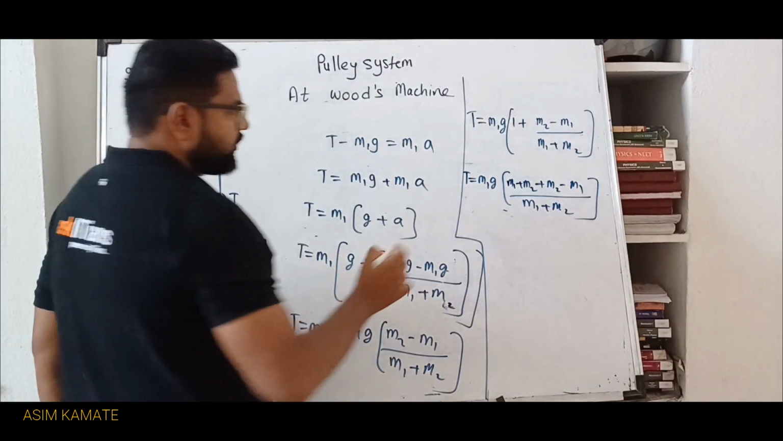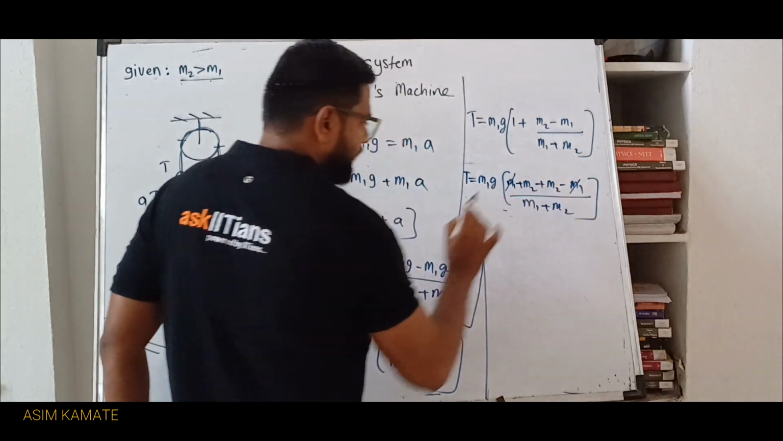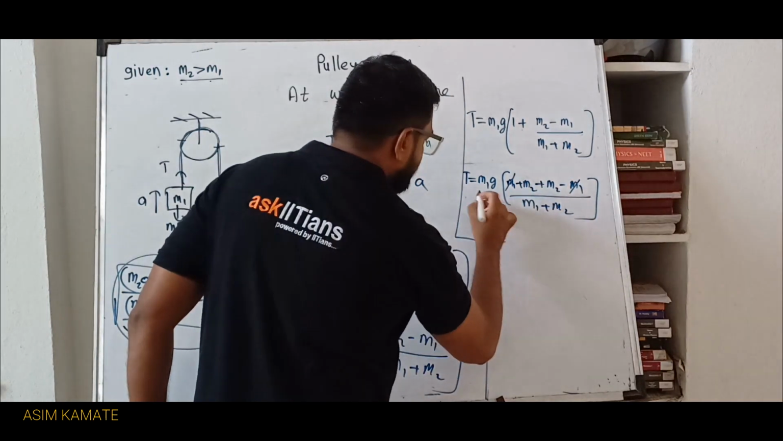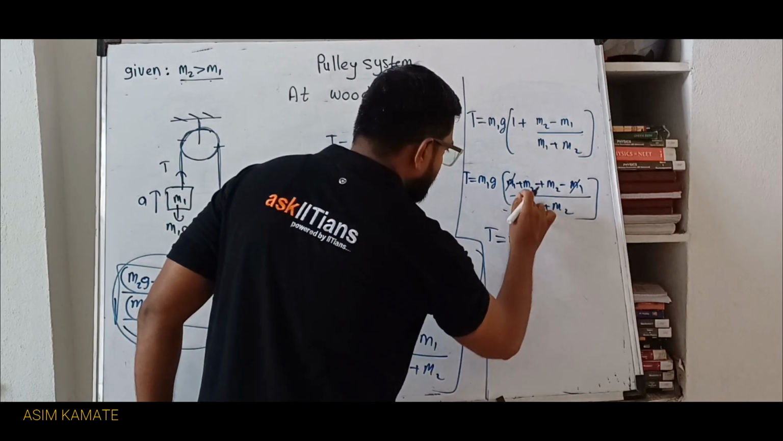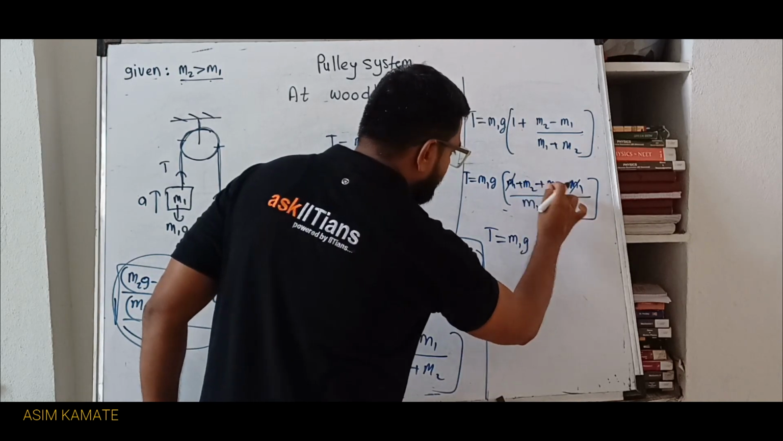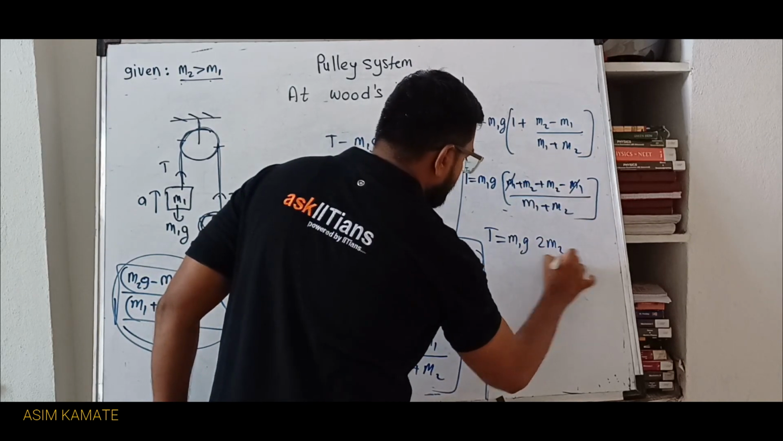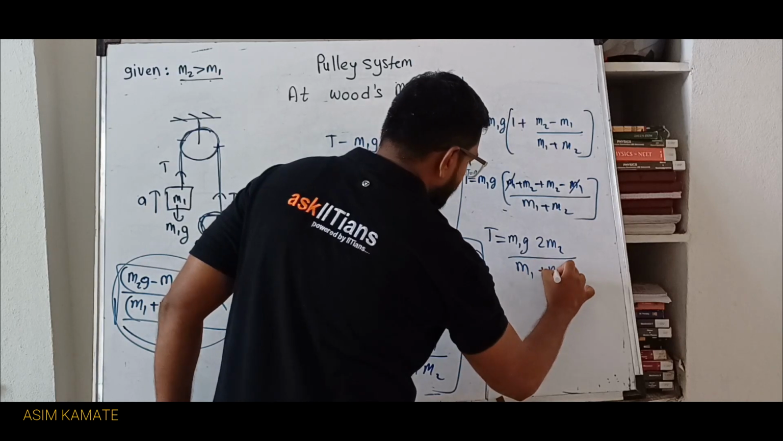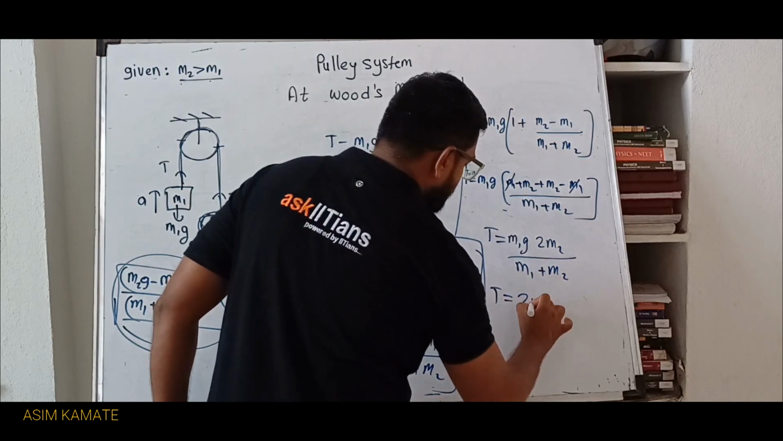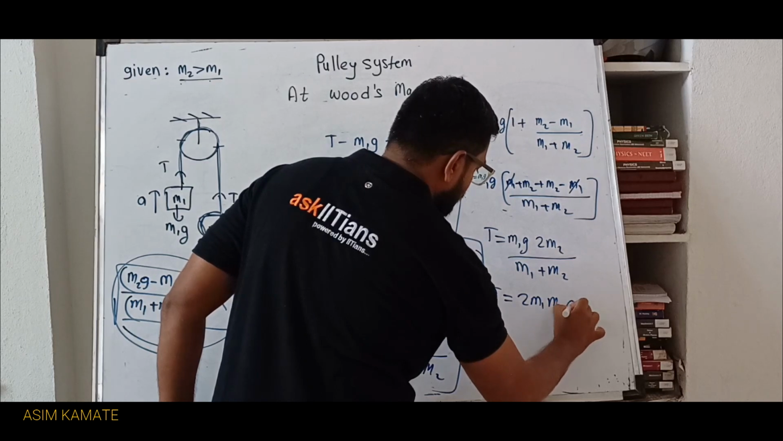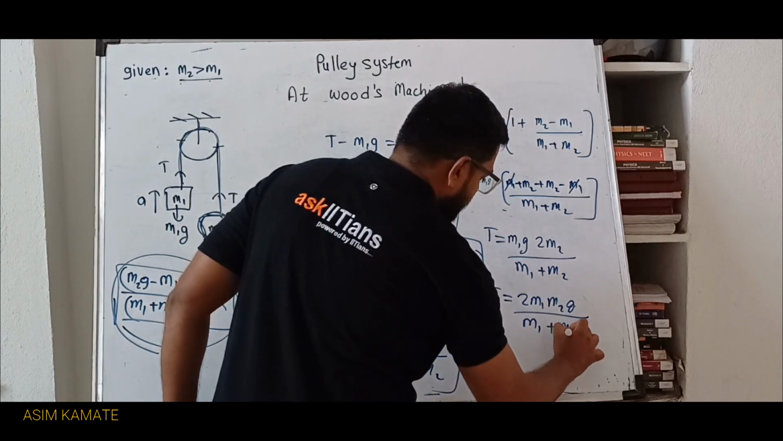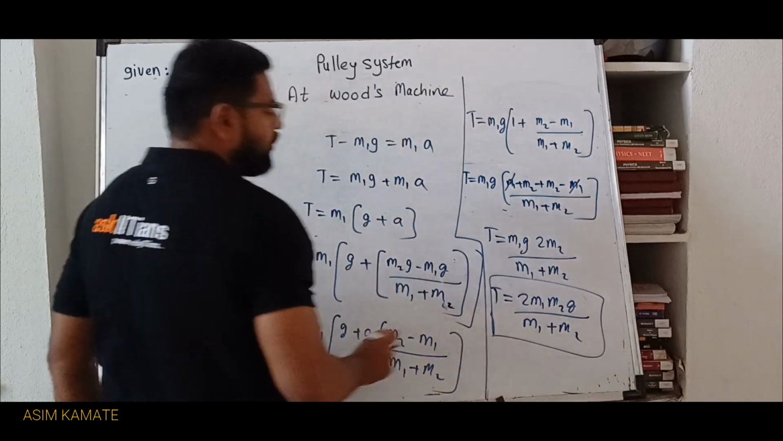Correct? So this m1 and m1 will get cancelled. So what you are getting from here is g. This m1 and m2 plus m2 minus m1 becomes 2m2 upon m1 plus m2. So the tension you are getting is 2m1m2g upon m1 plus m2. So we got the value of tension.